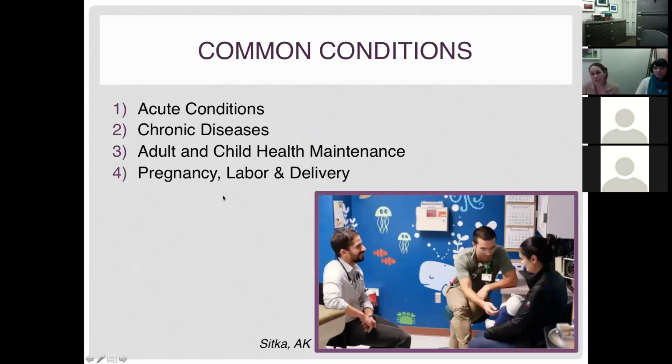So under objective 1 is common conditions, and our common conditions are broken up into 4 categories: acute, chronic, health maintenance, and pregnancy or labor and delivery.